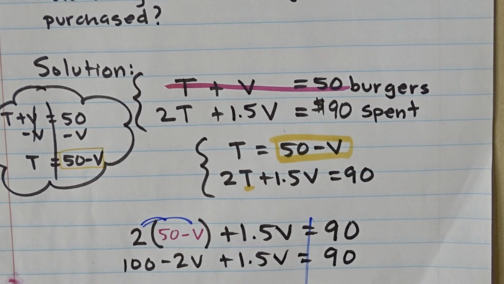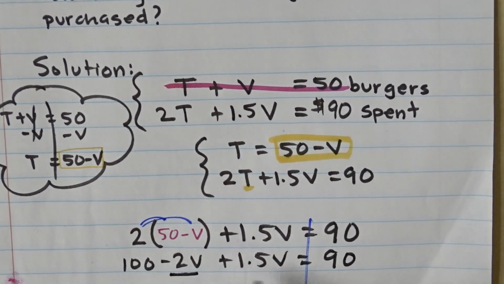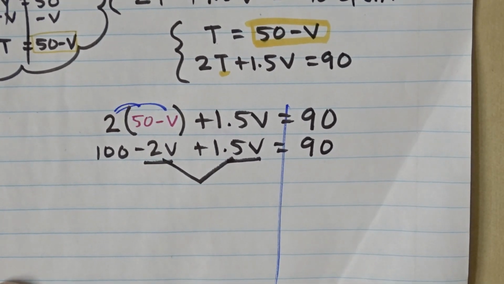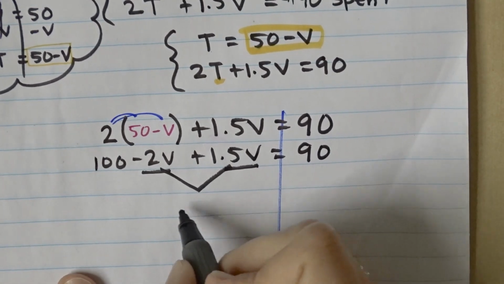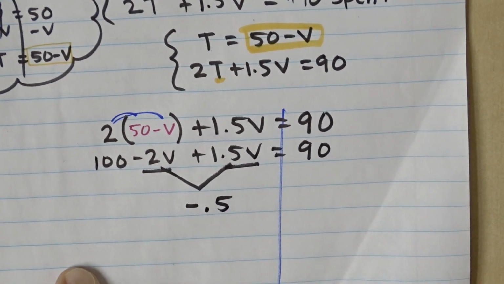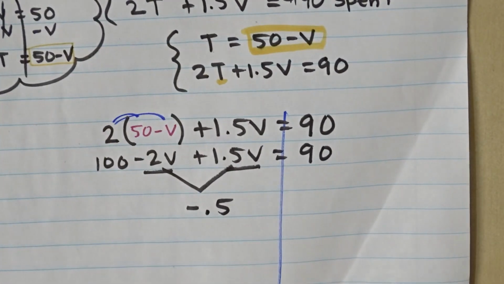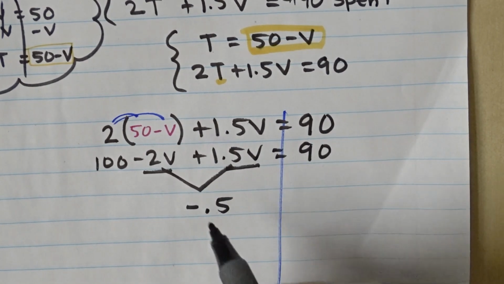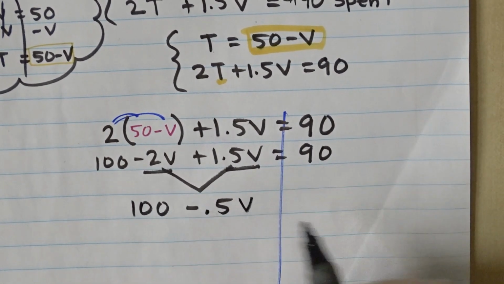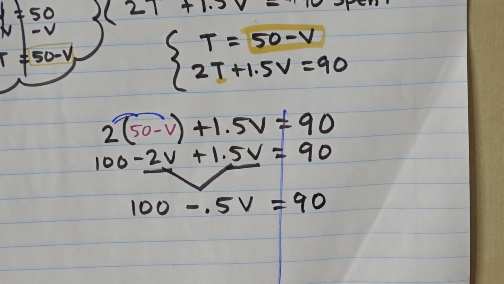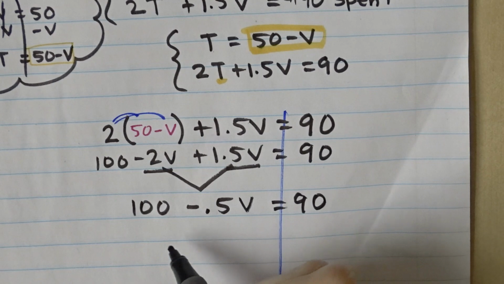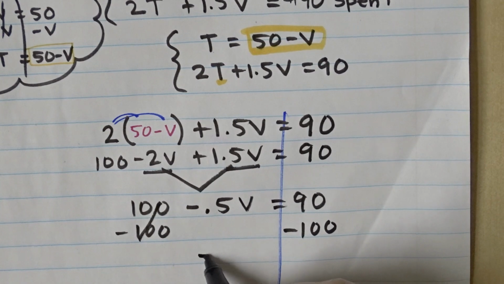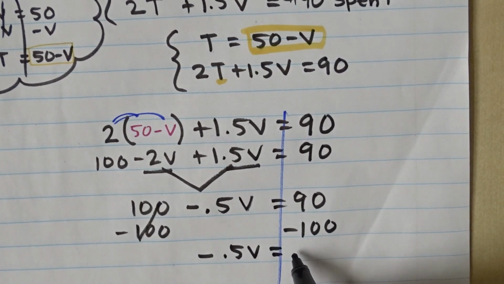All right, and now, combining like terms, negative 2 and a positive 1.5 leaves me with negative 0.5. And the way I think of this easier is if you have negative $2 and a positive $1.50. You owe $2, you pay back $1.50, you still owe 50 cents. Equals 90. And then I'm going to subtract 100 to get V all alone. I have negative 0.5V equals negative 10.